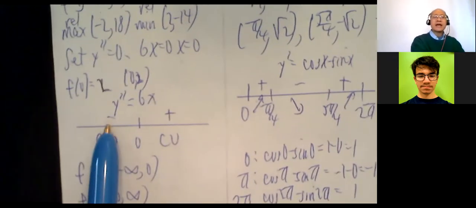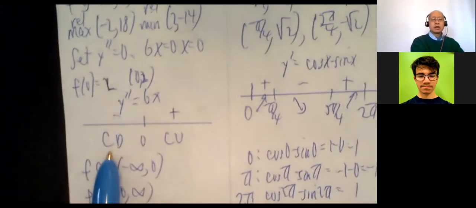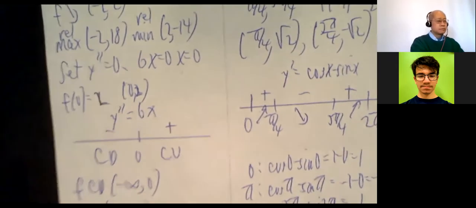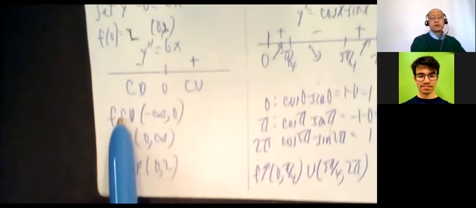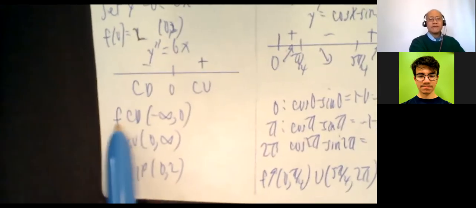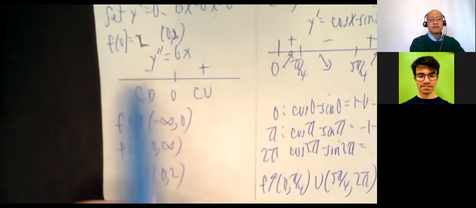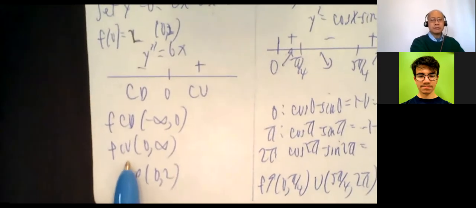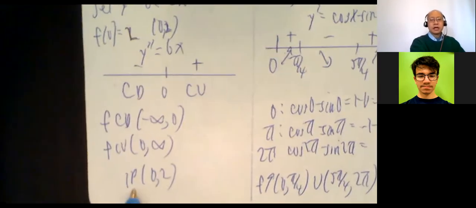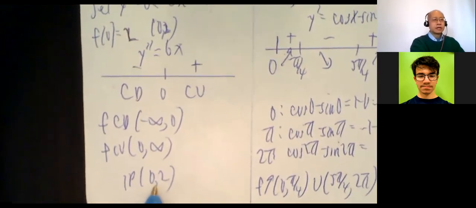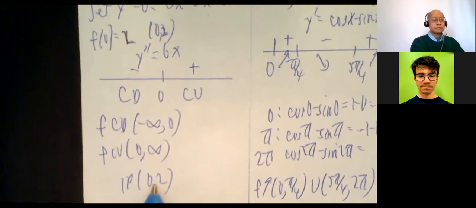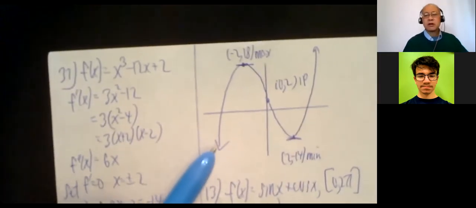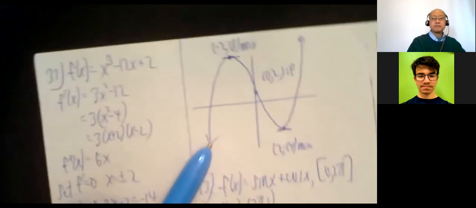All right. Negative second derivative, concave down. Positive second derivative, concave up. So intervals of concavity. F is CD, concave down from -∞ to 0. F is concave up, U-shaped from 0 to infinity. And I do indeed have an inflection point at 0, 2. Here's our graph. Completely analyzed.